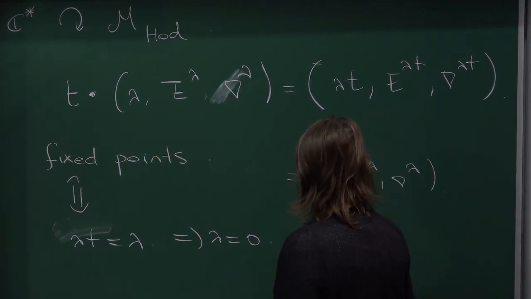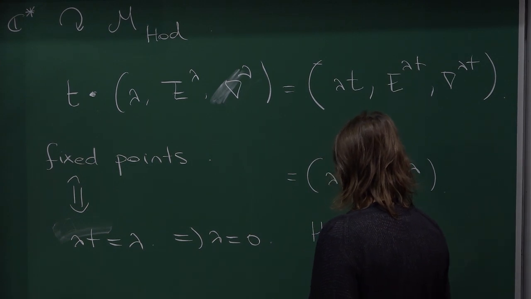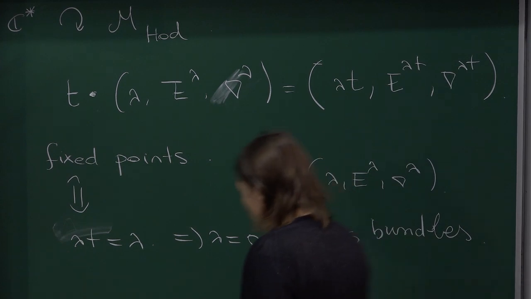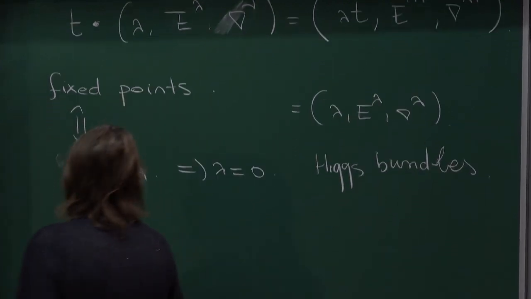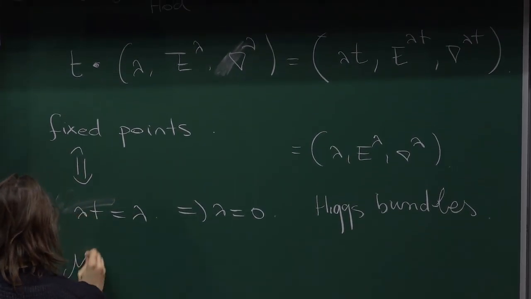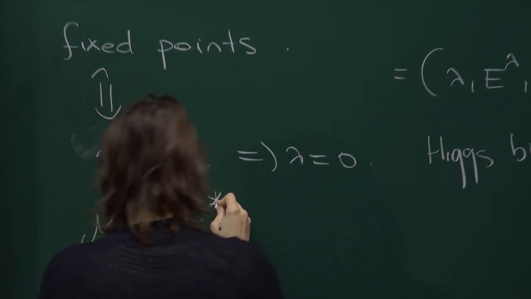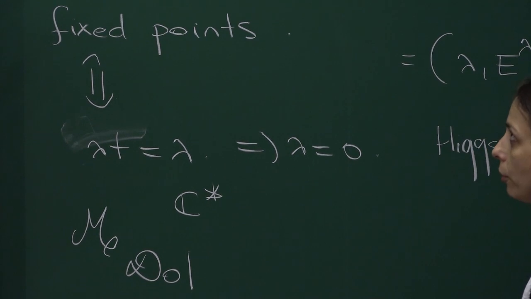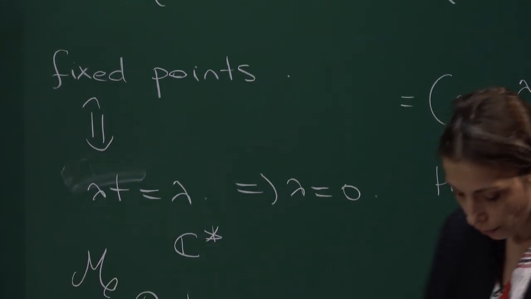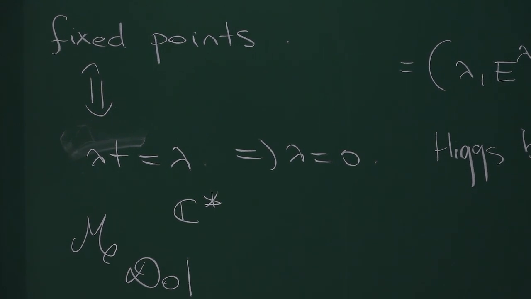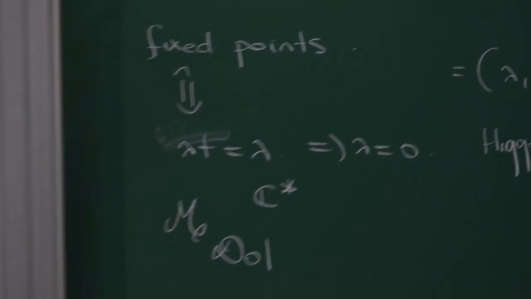So the fixed points are Higgs bundles, and they are denoted as Hodge bundles. So this denotes the C-star fixed points of the C-star action on the Hodge moduli space. So now probably I want to look at one example.